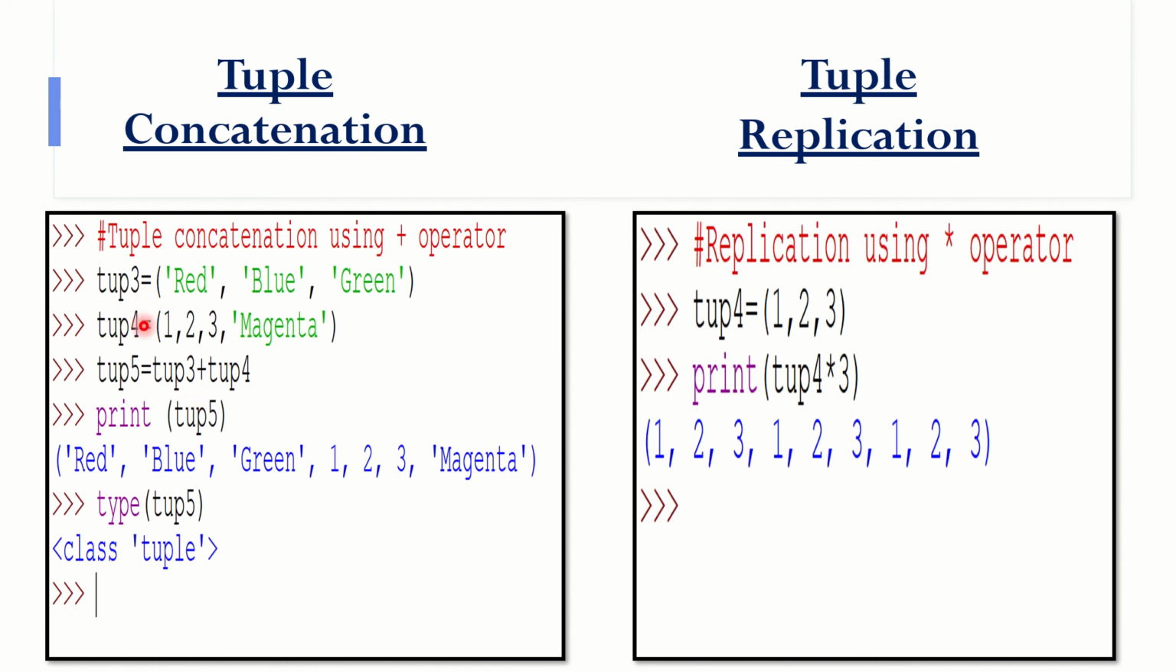And so I have two tuples here, tup3 which contains red, blue and green, and tup4 which contains 1, 2, 3 and magenta. So when I join them together using the plus operator, I get a new tuple. So this tup5 is also of the type tuple. Replication is done using the star operator. So if I want to display the contents of tup4 thrice, I can just give multiplied by 3 and the contents of tup4 will be displayed thrice.